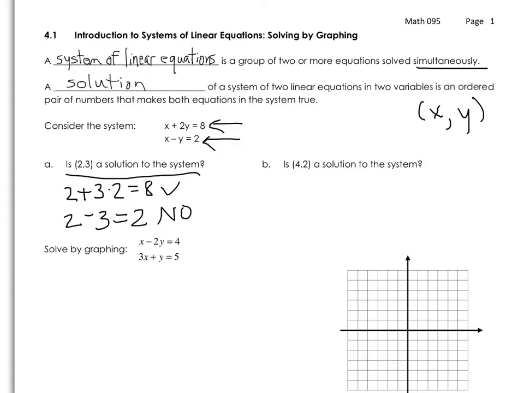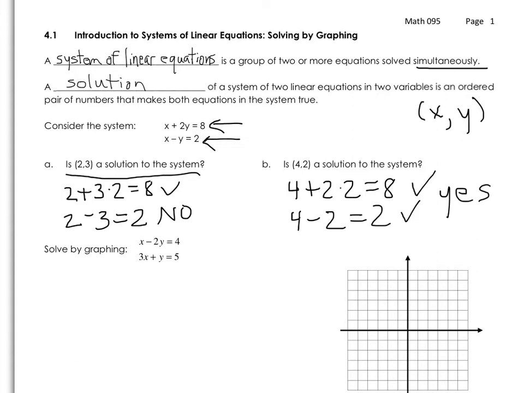If we substitute x equals 4 and y equals 2 into our first equation, we get 4 plus 2 times 2. Does that equal 8? 4 plus 4 is 8? Yes, that's true. What about x minus y? 4 minus 2. Does that equal 2? Yes, it does. So (4, 2) is a solution to the system because it is a solution to both equations.